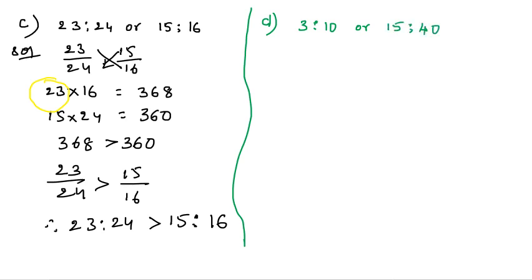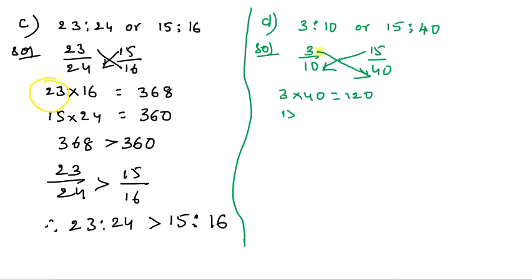So the same cross multiplication method I am continuing. 3 by 10 or 15 by 40. Don't take the cross yet, just take 3 by 10 and 15 by 40. Later you multiply, cross multiplication. Cross multiply, 3 into 40 is equal to 120, 15 into 10 is equal to 150. So what happened here? 150 is greater than 120.